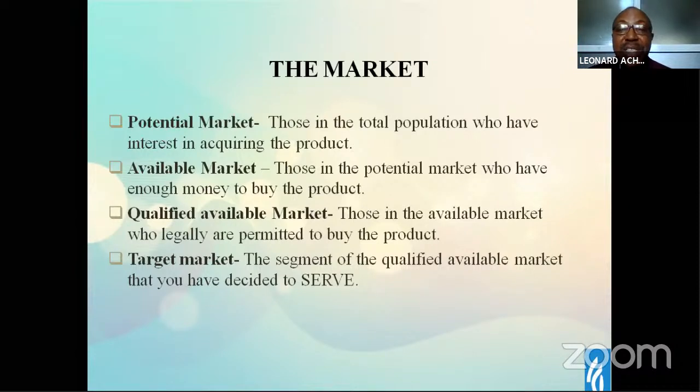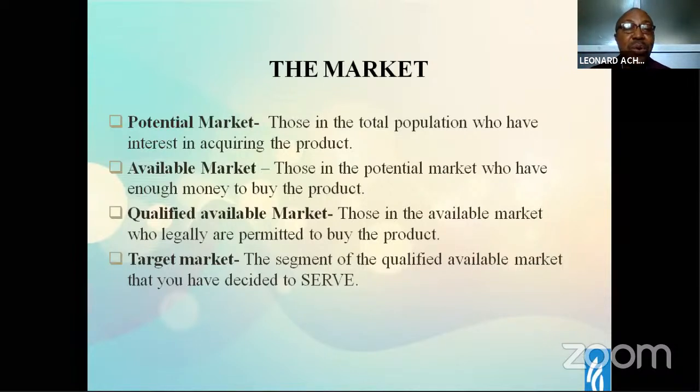Then we also have what we call the available market. Those in the potential market who have enough money to buy the product. Most buyers in the potential market are window shoppers. They go to do what you call window shopping. They're interested, but they don't have what it takes to acquire the product. That's why we call them prospective buyers or potential market. Whereas in the available market, the picture is becoming narrower to those who have what it takes to buy the product. They are ready, not just being interested.